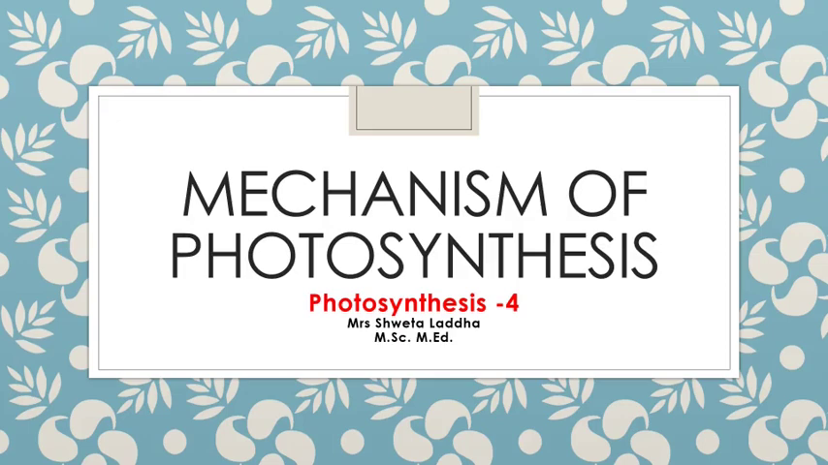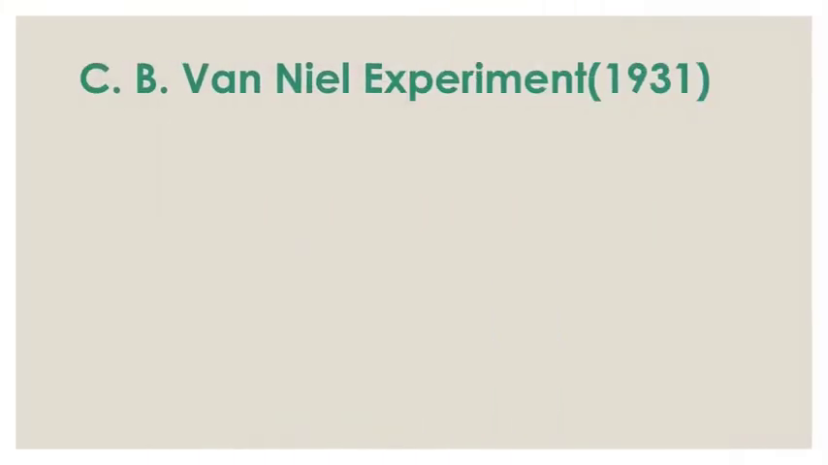Hello students, let us start with part 4 of chapter photosynthesis, and we are going to discuss today different mechanisms of photosynthesis. The first experiment we will study is the C.B. Van Niel experiment, which he performed in the year 1931. He studied purple sulfur bacteria.